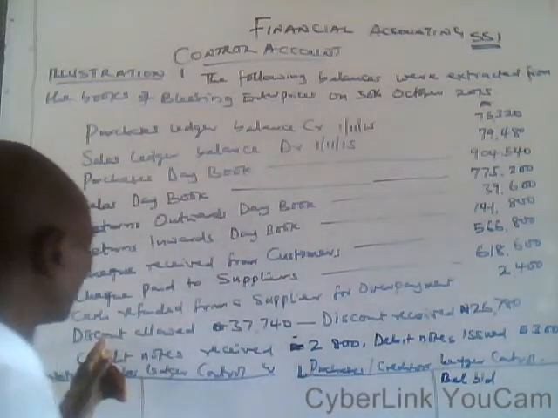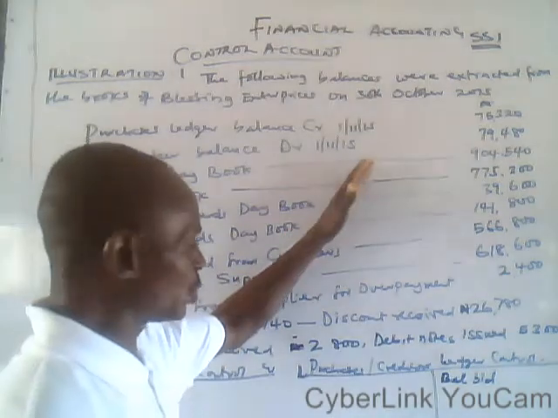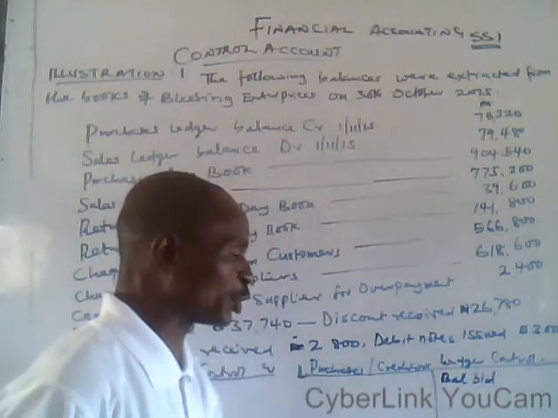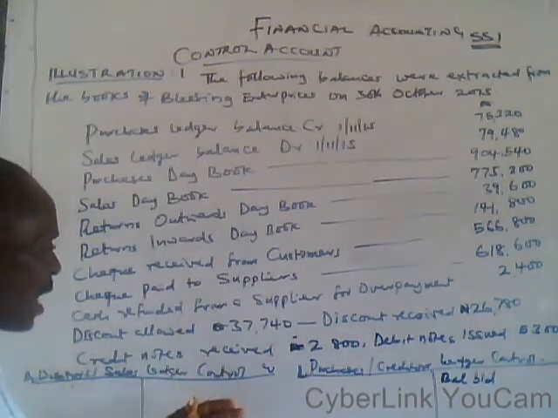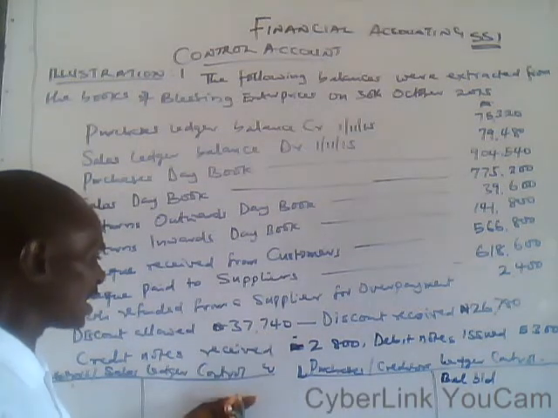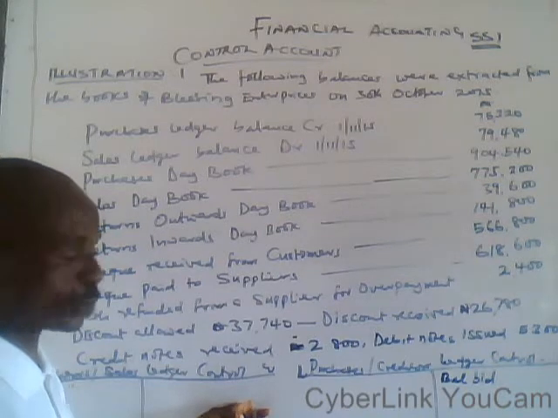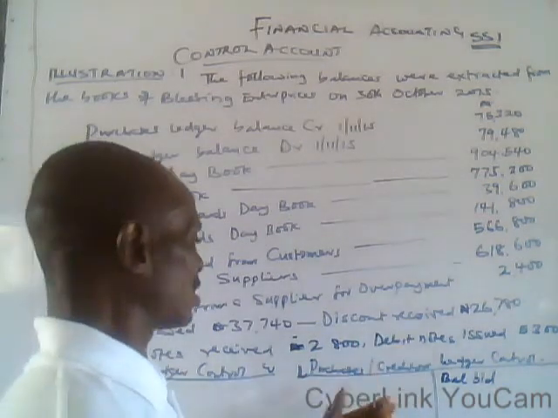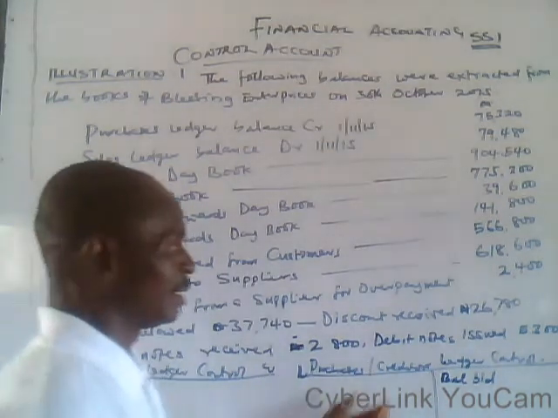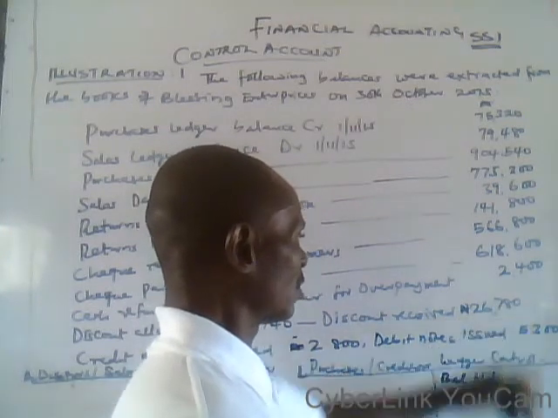And you have a discount allowed. Discount allowed goes along with the sales ledger control account, while the discount received goes along with the purchase ledger control account. The discount allowed, which is 37,740 naira, is posted to the credit side of the sales ledger control account, while the discount received must be on the debit side of the purchase ledger control account. Discount received, 26,780 naira.